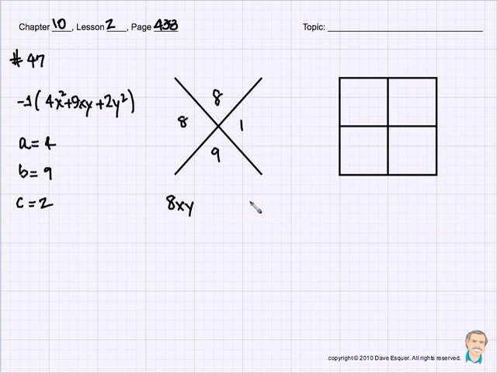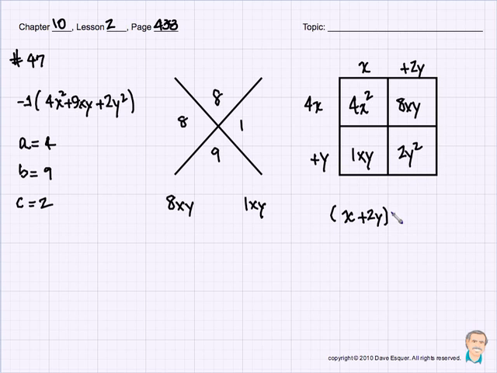So we have an 8xy, and we have a 1xy that we're going to have to place. Obviously 4x squared, 2y squared. Let's place the 8xy, and let's place the 1xy. So once we do that, we're going to see what's common with the top two boxes, and I think we get a 4x. We get an x in the top, a plus 2y, and in the lower left we end up with a y, and our final check is y times 2y, and that gives us 2y squared. So the factors for this are x plus 2y times the quantity of 4x plus y.